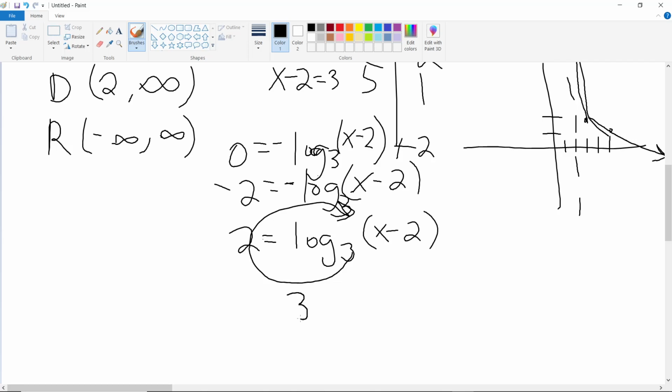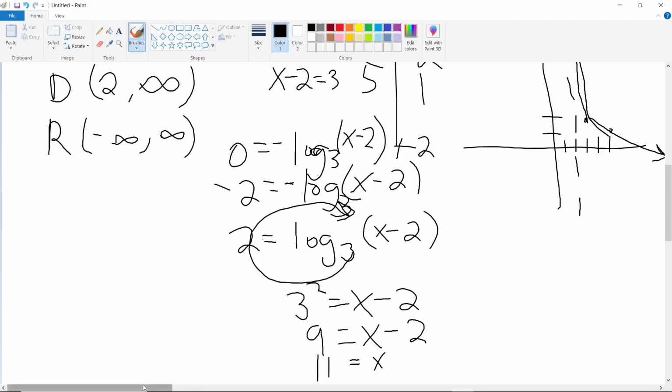3 squared equals x minus 2. 9 equals x minus 2. X equals 11. So it crosses the x-axis at 11.